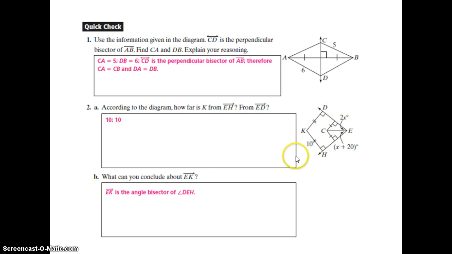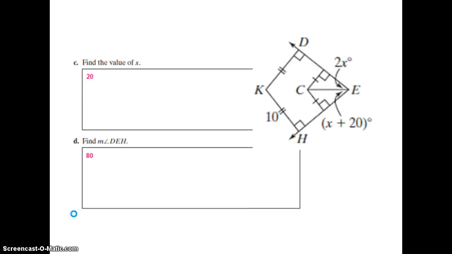All right, now this one is about this down here. According to the diagram below, how far is K from EH? Seriously? How far is K from EH, it's right there, 10. And then this side over here is marked as congruent, so it is also 10. All right, then what can we conclude about EK? So there's no line there, but if there were a line drawn to EK, well, since K is equally distant from both EH and ED, it's 10, we can conclude that EK is an angle bisector of DEH.